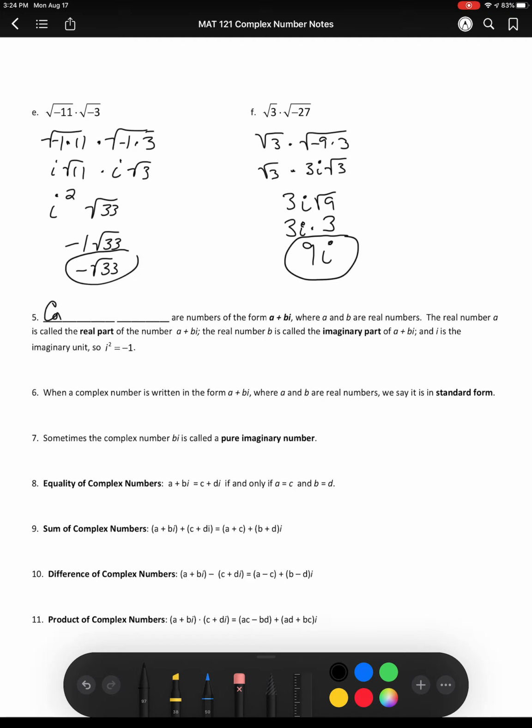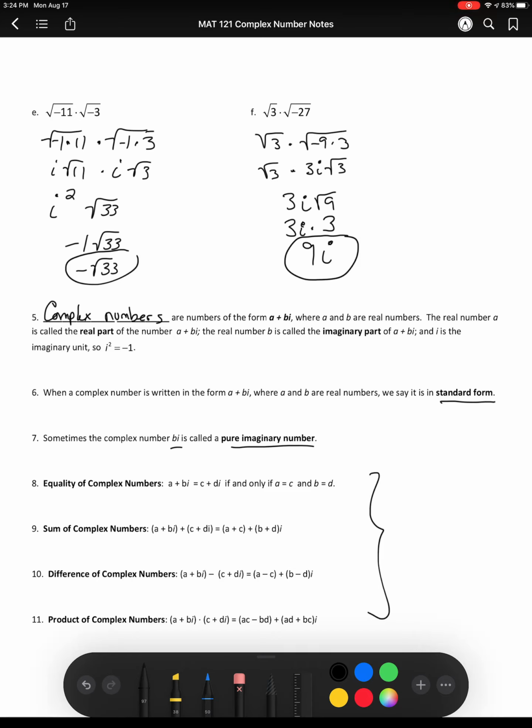All right, complex numbers are numbers of the form a plus bi, where a and b are real numbers. The real number a is called the real part of the number a plus bi, and the real number b is called the imaginary part of a plus bi. And i is the imaginary unit, so i squared equals negative 1. When it's written in a plus bi form, it's called standard form. Bi is called the pure imaginary number.